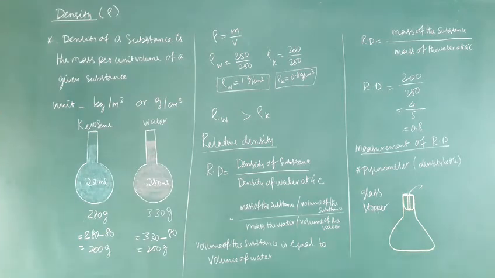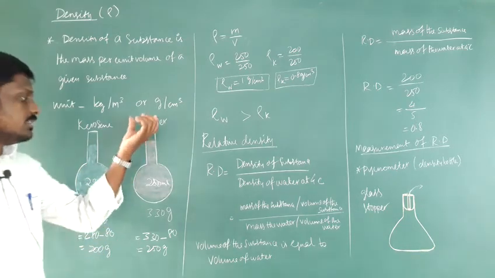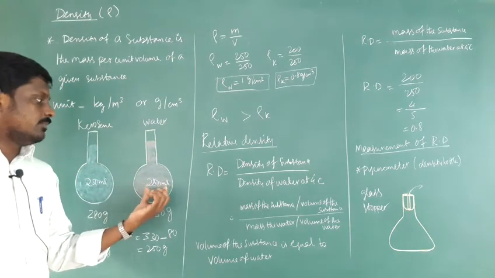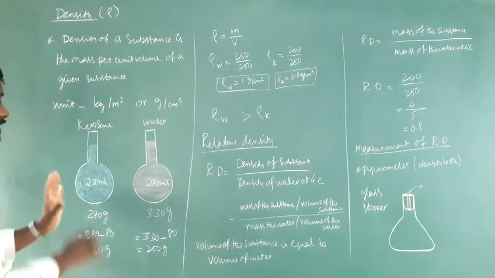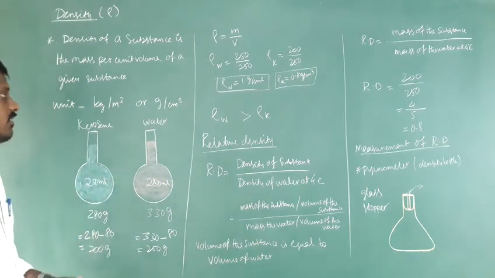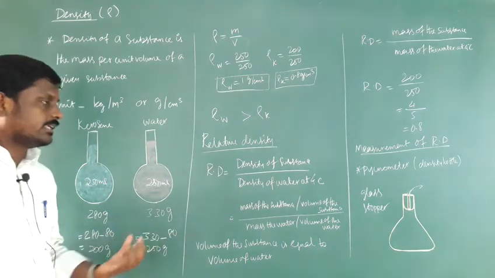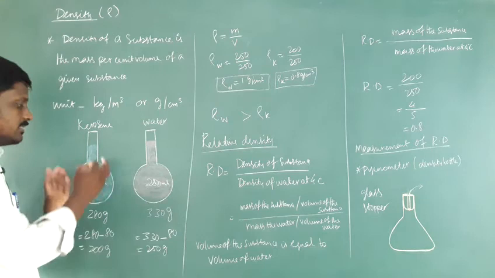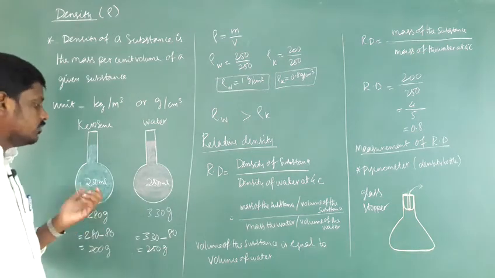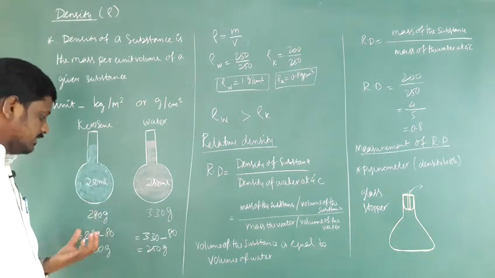First, kerosene is filled in a 250 ml glass vessel. Then water is filled in the same 250 ml glass vessel. Now measure it. What is the mass of the 250 ml of kerosene? That is 280 gram. If it is water, it is 330 gram. Actually, the mass of the glass vessel without kerosene, without water, is 80 gram.